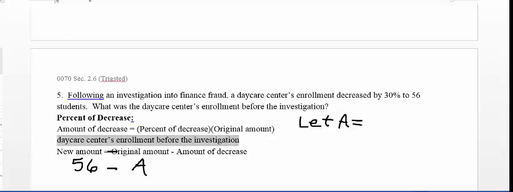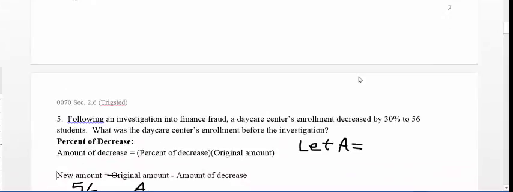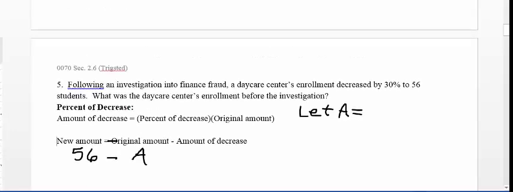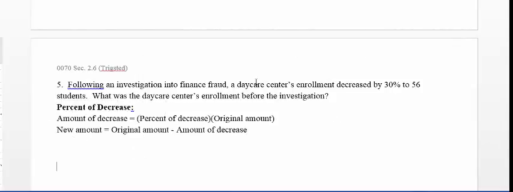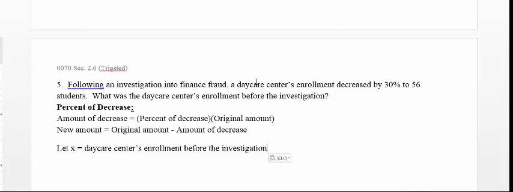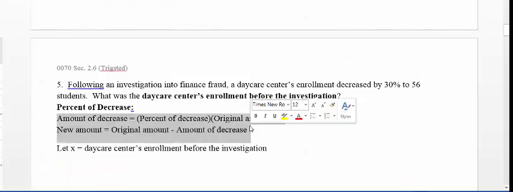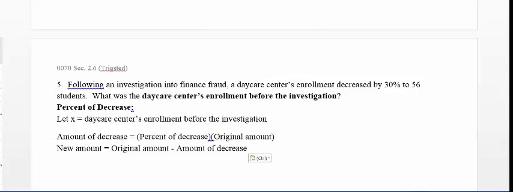Let me fix this. I'm going to start over here. So I want to make sure this is clear. So we're going to let X equal the daycare center's enrollment before the investigation. Now notice how I got that right from the question. So if you want to give a good description of your unknown, many times you can get that right from the question. So the new amount is 56, the original amount is X.